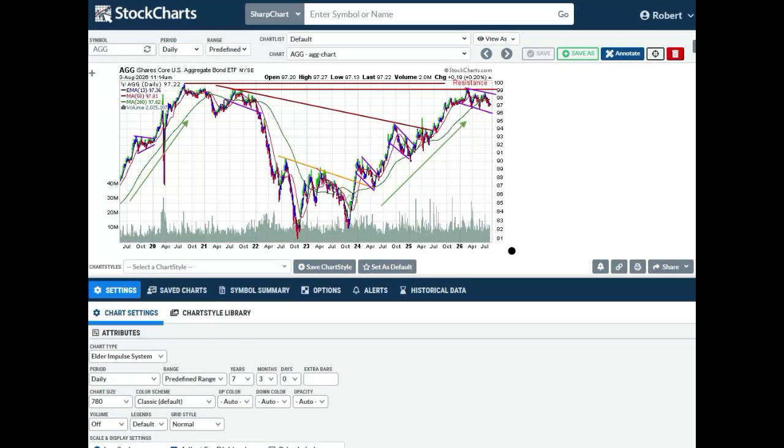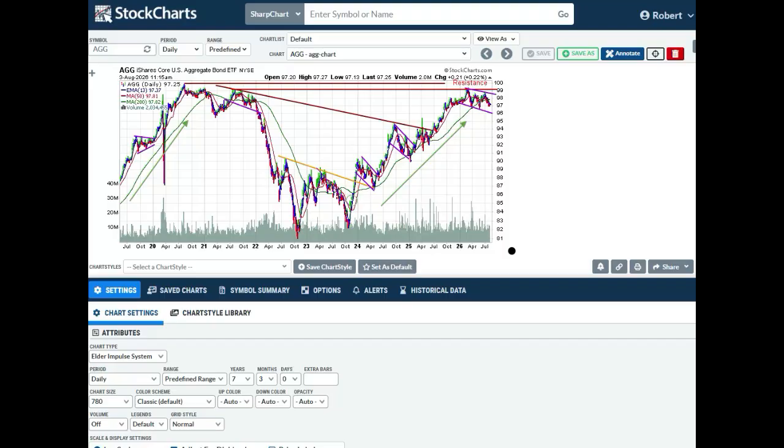Take, for example, the charting platform StockCharts. By default, StockCharts displays AGG as a dividend-adjusted chart. That means the historical prices have been adjusted to account for dividend distributions. Since AGG pays regular dividends, the chart is modified so those distributions are reflected in the historical price series.